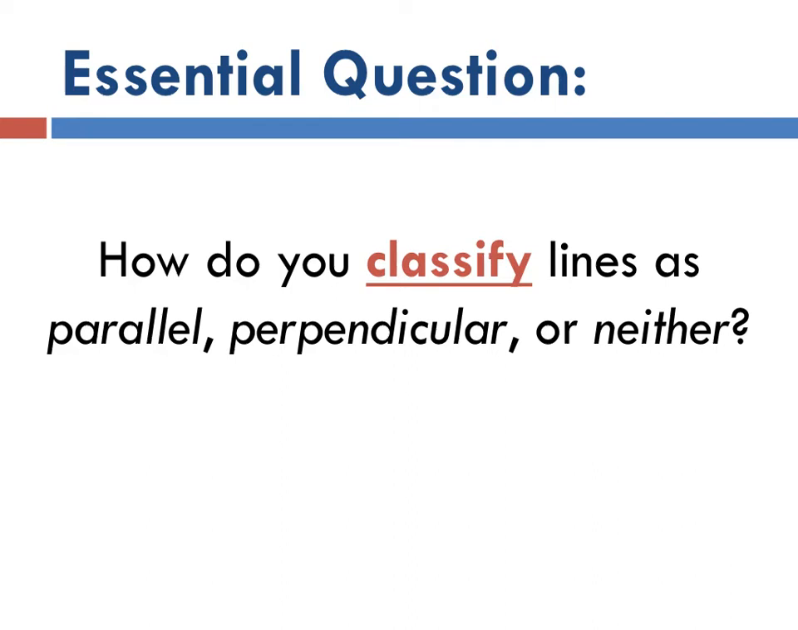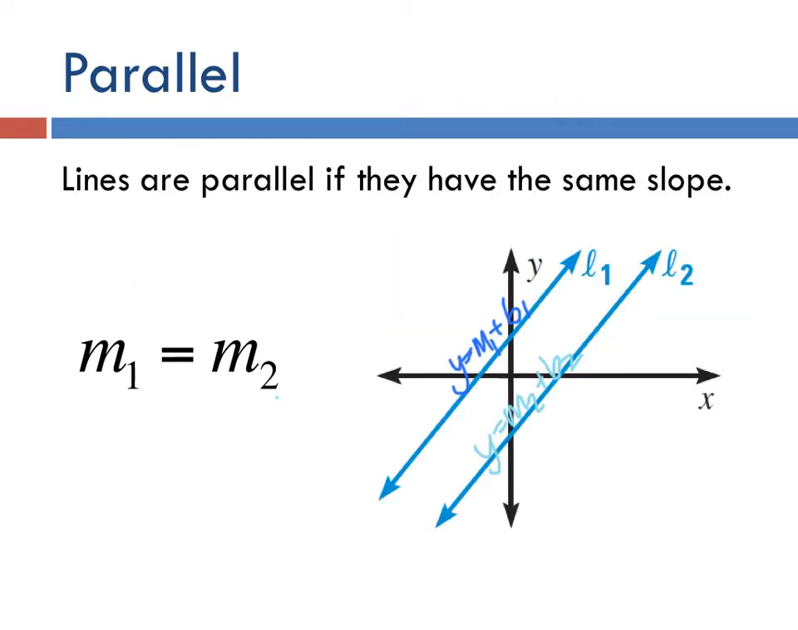Alright, so in this video we're going to go over what it means for lines to be either parallel, perpendicular, or neither. And again, this is an essential question. If you need more time to write it down, go ahead and pause the video. So over here, first example, parallel. That's the first definition we're going to go over.